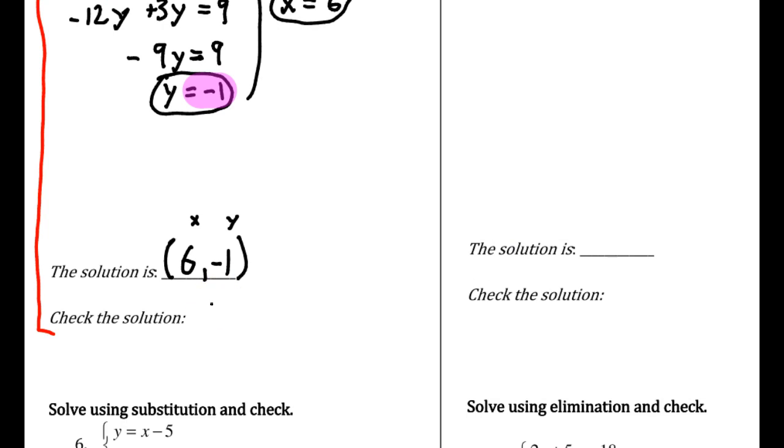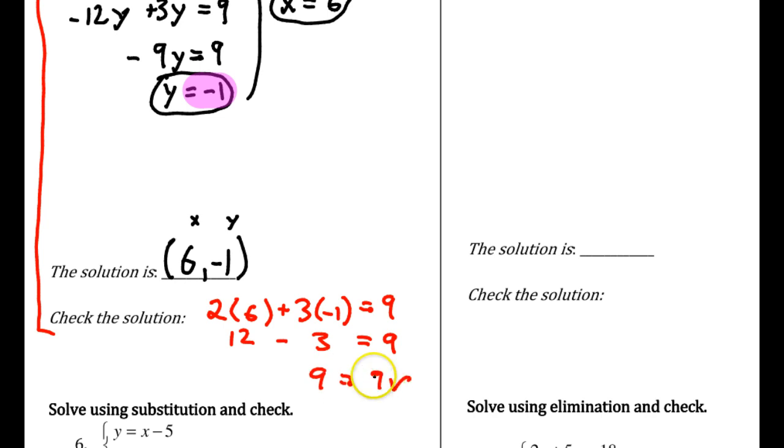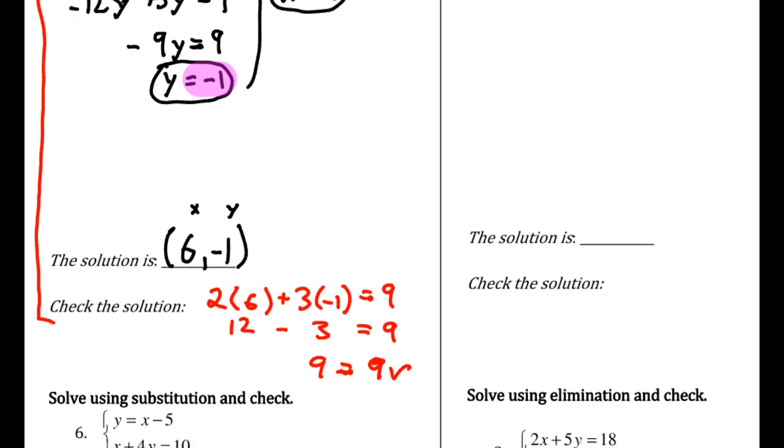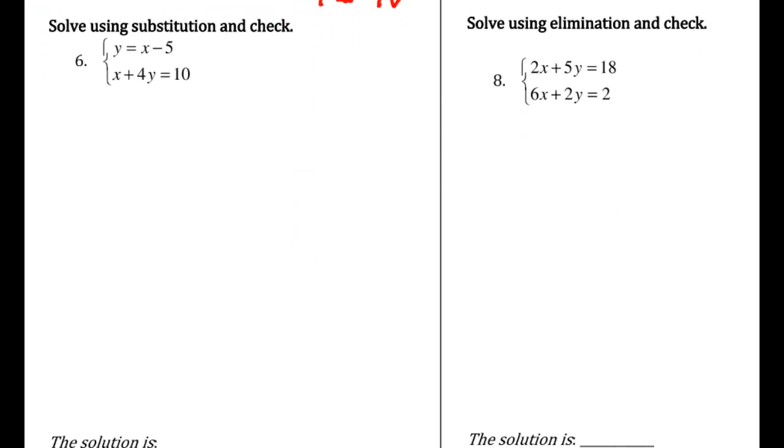So let's try that out. 2 times x, which is 6, plus 3 times -1, y, should equal 9. And if this is true, then we have the correct answer and we're done. If this was false, then we made a mistake, we go back and rework it. Okay? So we're set only if it's true. If you get different numbers, you have to try something else. Okay, let's just do a few more.